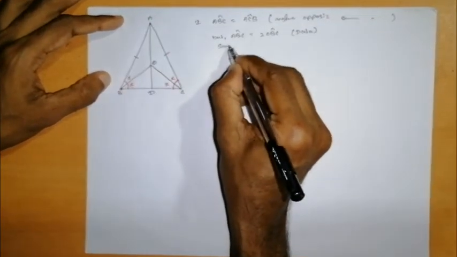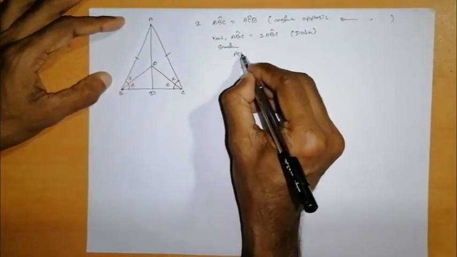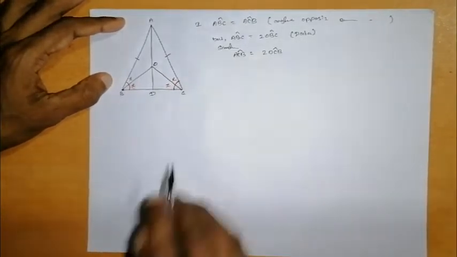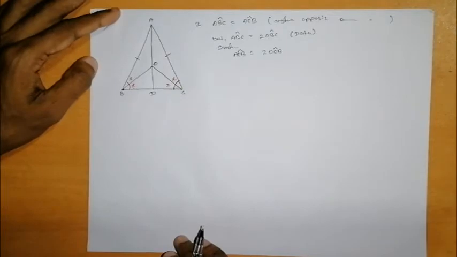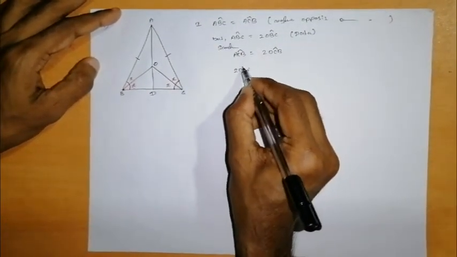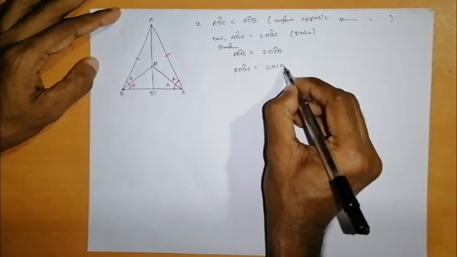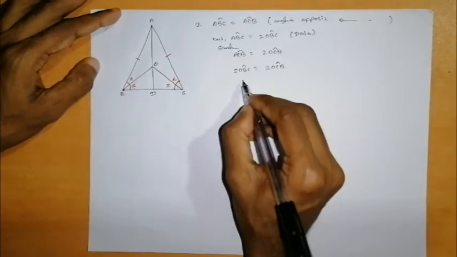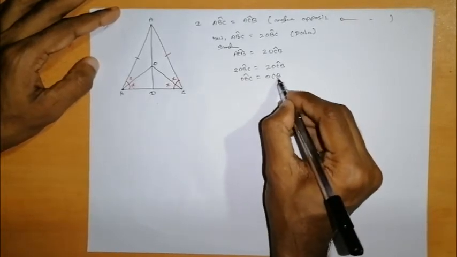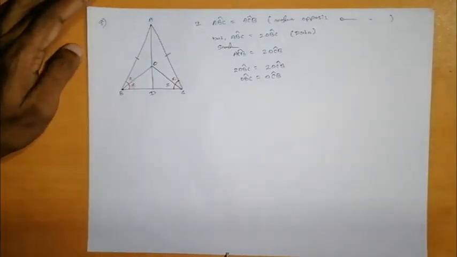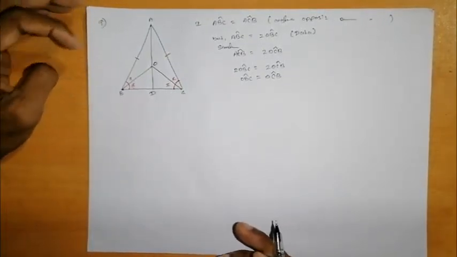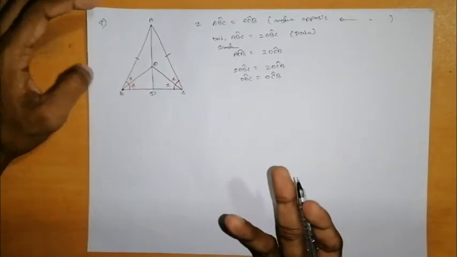Similarly, ACB is equal to 2 OCB. That is also data. So we can substitute the values. 2 OBC equals 2 OCB, which means we can cut off the 2's. OBC equals OCB. Okay, in other words, we can prove it using half of ABC and half of ACB.